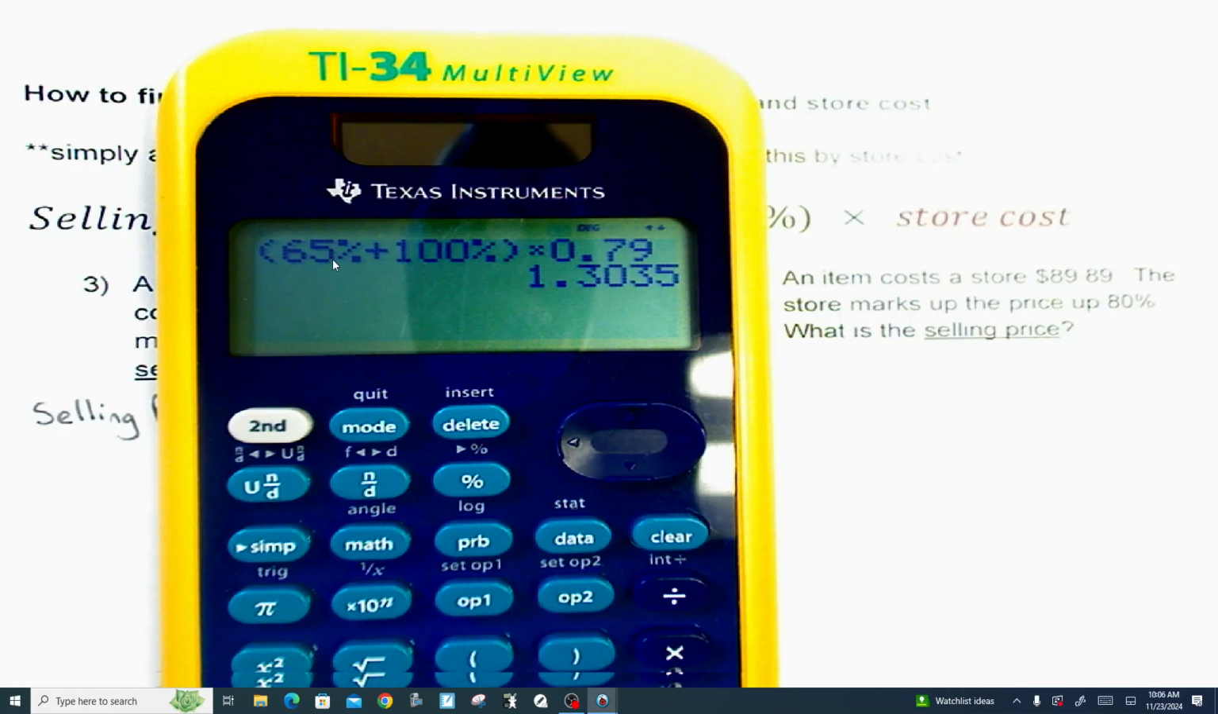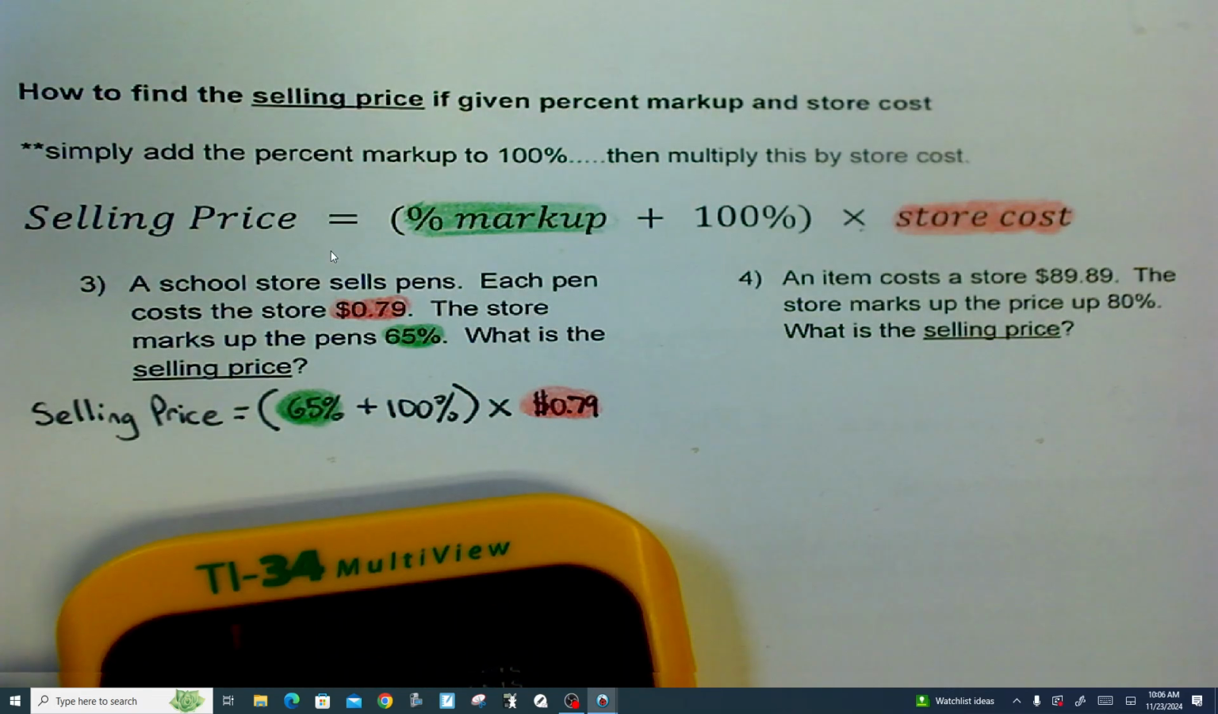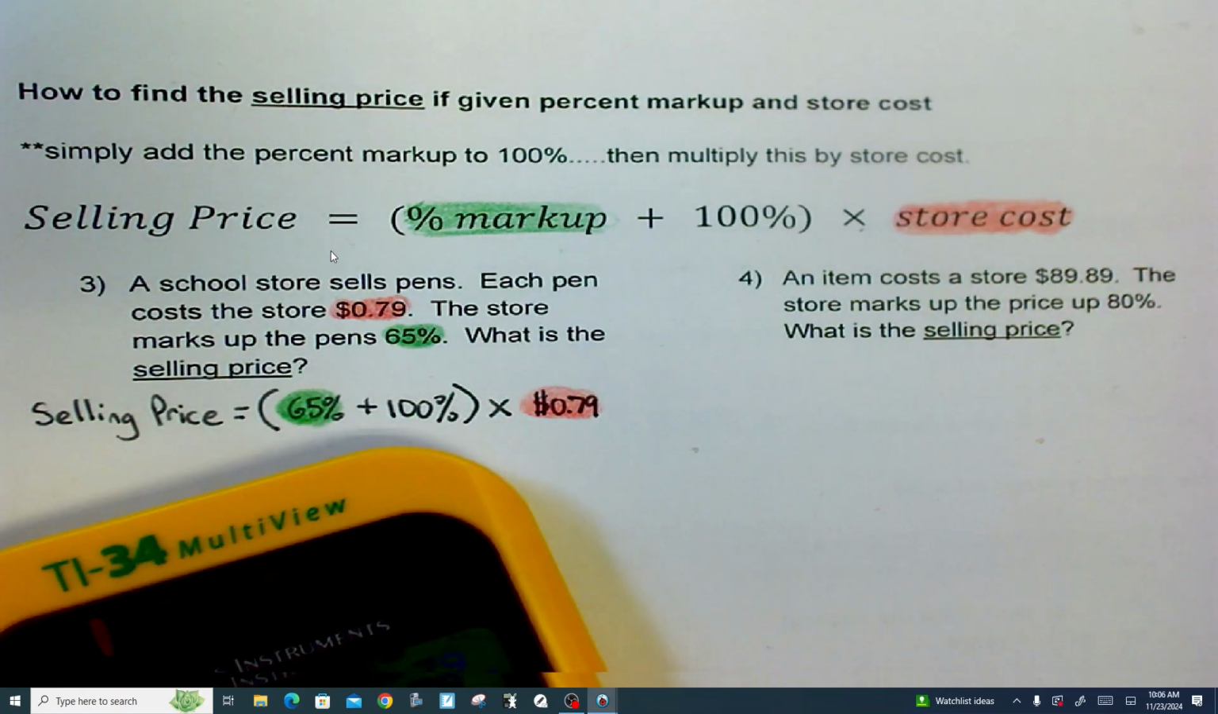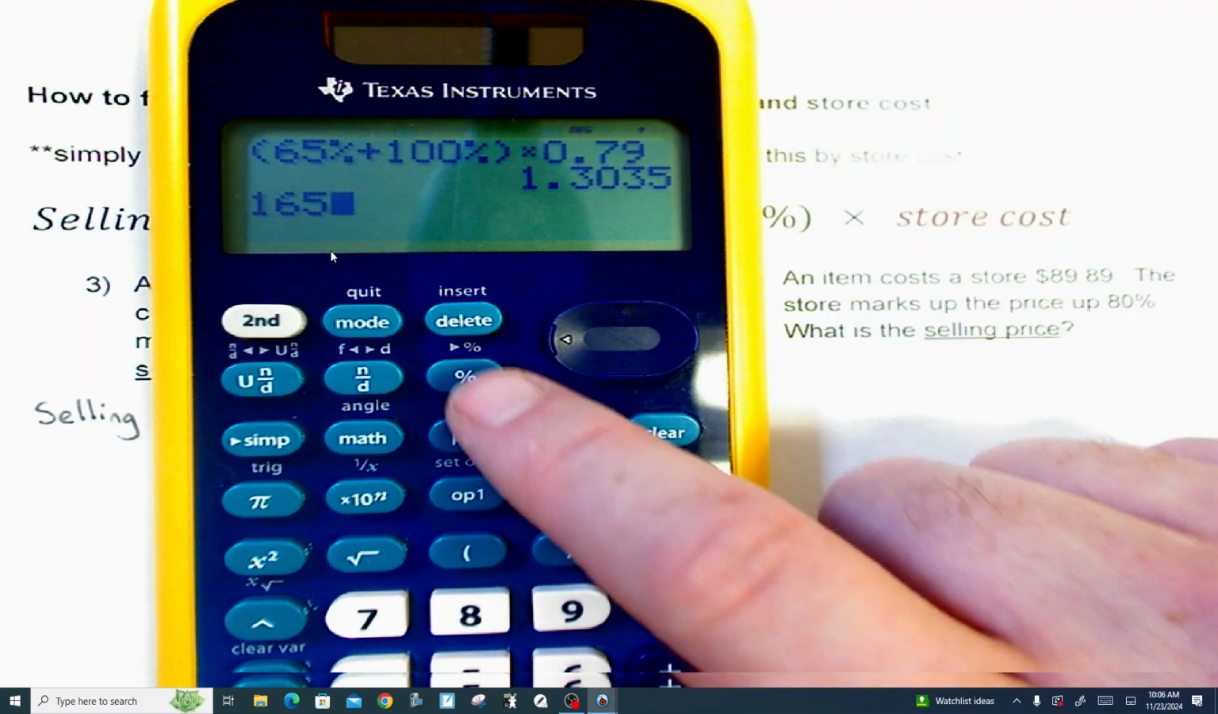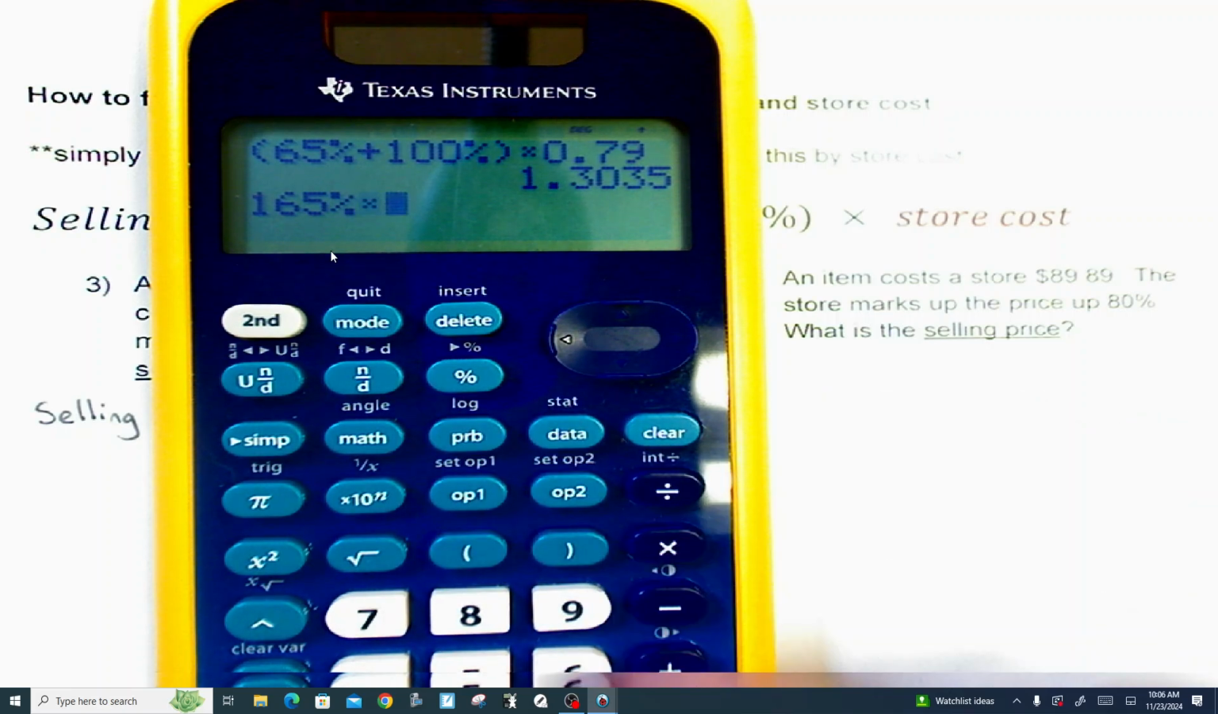But there's another way that we could do it. You could just literally add the 65 and the 100 together and just type in 165% and times that by the 79-cent selling price, and you'd get the exact same answer. So the choice is up to you how you'd like to do that.